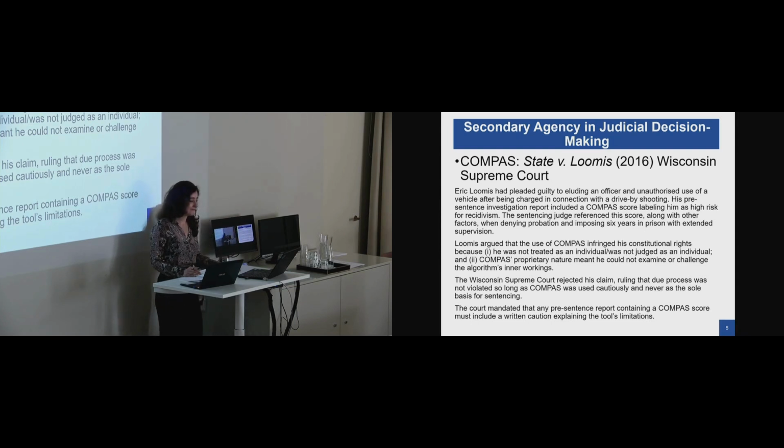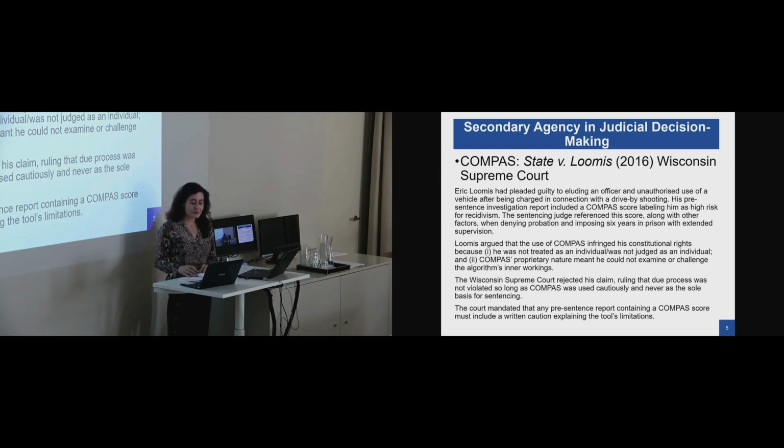The Wisconsin Supreme Court rejected his claim, saying that due process was not violated so long as the algorithm was used cautiously and never as the sole basis for sentencing. So just because the judge referenced other factors as well, and not only the score, this did not violate Loomis's due process rights. And the court mandated that any pre-sentence report containing such a score must include a written caution explaining what the tool's limitations are. So basically, the Wisconsin court said, as long as the judge is aware that this tool might be biased, and this is just an algorithm making a statistical inference, and the judge is made aware of this, then everything is fine, and due process rights are not violated.